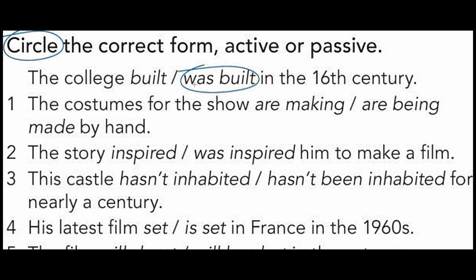Let's take a look at the answers, so let's do it together. Exercise A. Circle the correct form, active or passive. And there is an example. The college was built in the 16th century because the college can't build anything. It's a building. It can't build, so it was built by people.